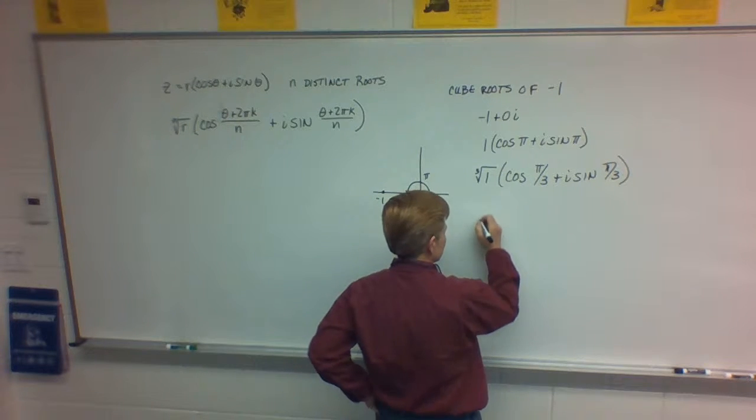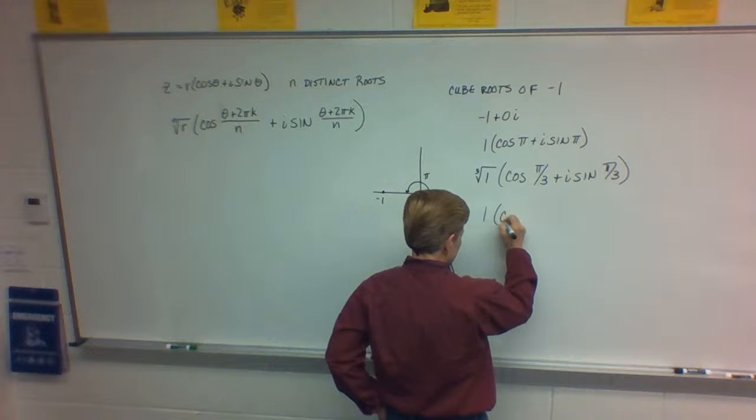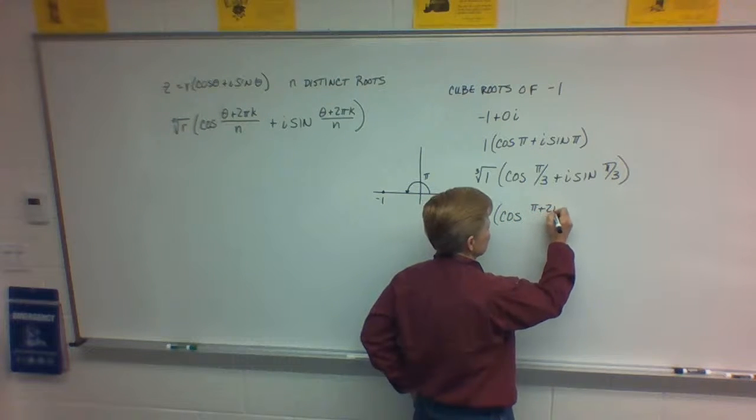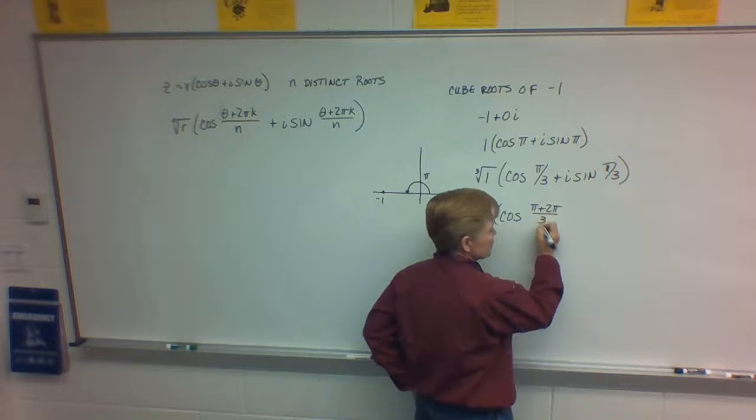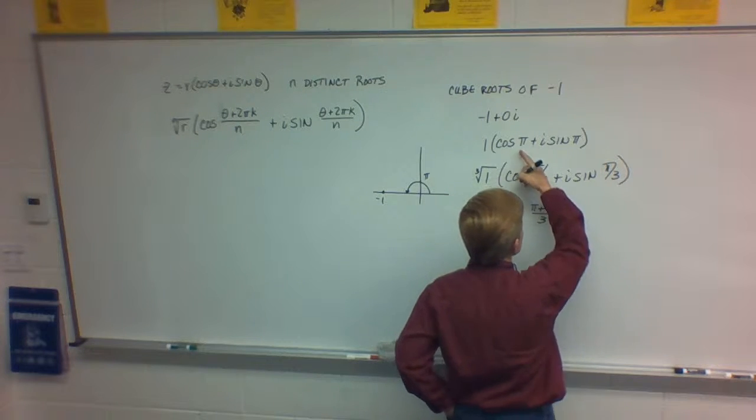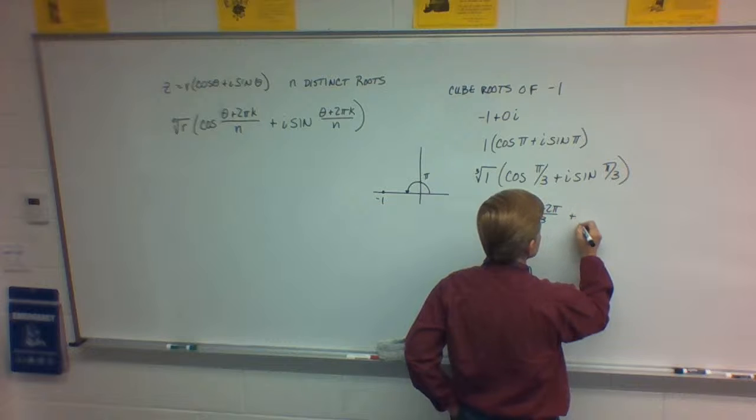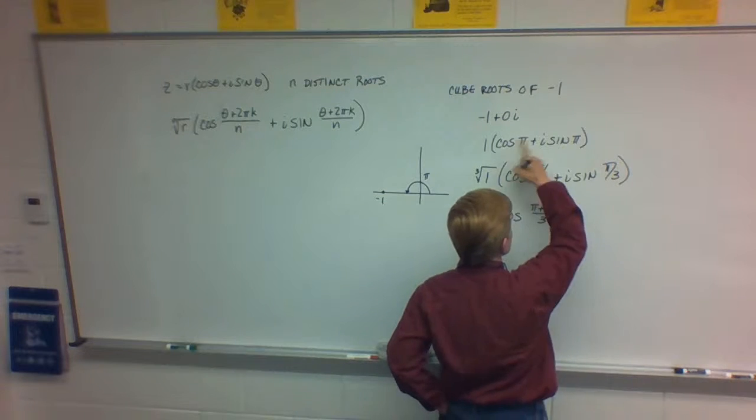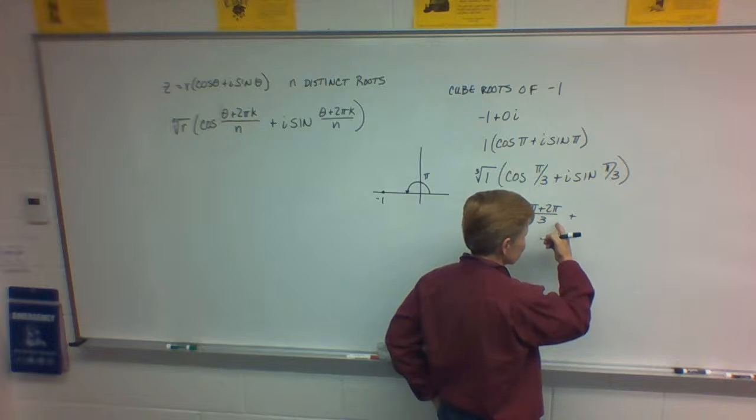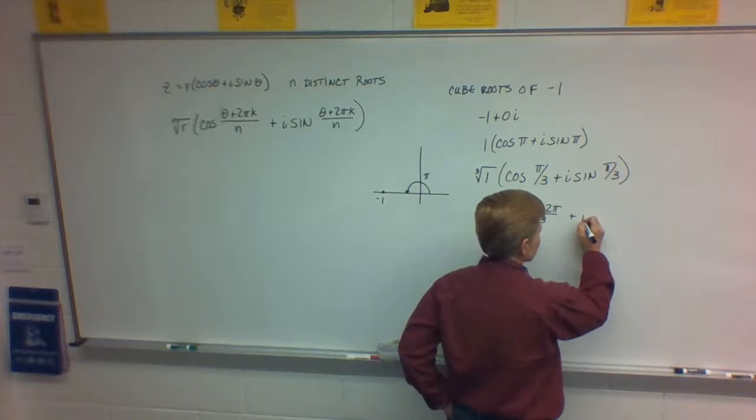The next one's going to be the cube root of 1 times the cosine of pi plus 2 pi over 3. So it's just pi again. Just pi. We're back to there. Plus 2. This is the one that's going to give us the cube root of -1. This is the real one because this thing is landing at pi.